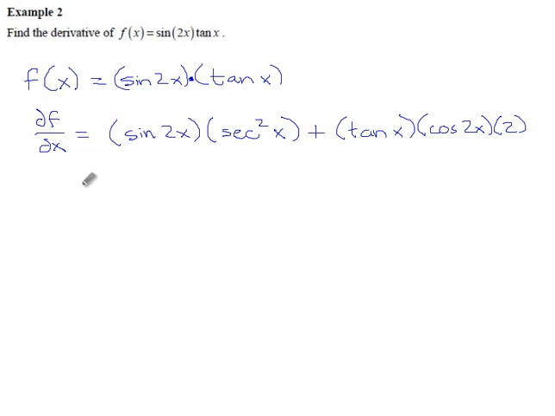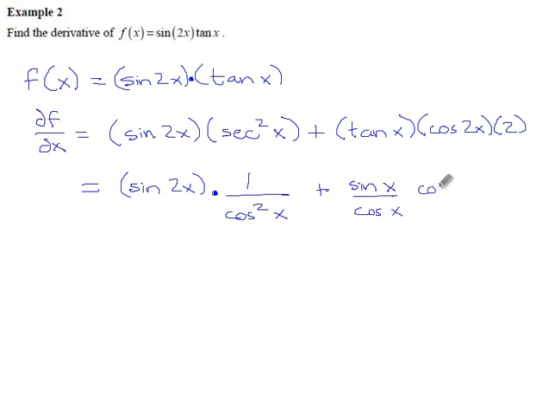My favorite way to decide that is rewrite everything in terms of sine and cosine, at least temporarily. So sine 2x, that's already a sine or a cosine, leave it alone. Secant is 1 over cosine. So what we have here is 1 over cosine squared x plus tangent is sine over cosine. And then we have cosine 2x. And then we have a 2, which I'm just going to put out front. That's a better place for coefficients.